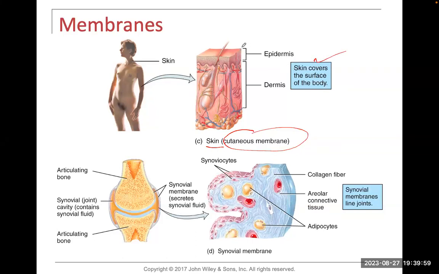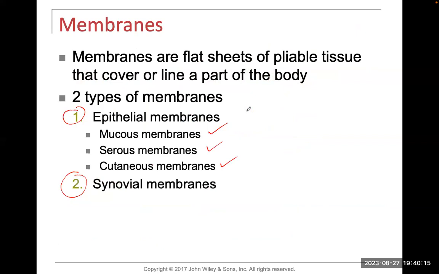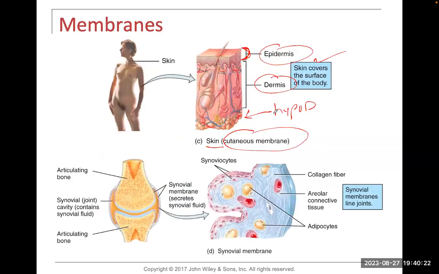And when we talk about the skin, we have the superficial part of the skin that's called the epidermis, and deep to it is the dermis, and way down here at the bottom is the hypodermis, aka subcutaneous. Okay, so again, when we look at epithelium, it's mucous membrane, serous membrane, and cutaneous. And the last one we have are synovial membranes.